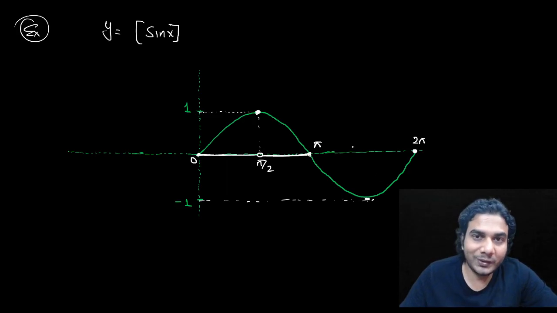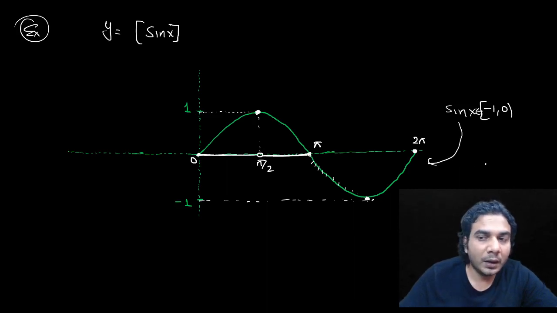Now between pi and 2 pi, strictly between, excluding pi and 2 pi, sine x lies between minus 1 and 0. It achieves minus 1 at 1 point, 3 pi by 2. But it is not equal to 0, because it's 0 at pi and 2 pi, and we have excluded these 2 points. So all these values are between minus 1 and 0, including minus 1 and excluding 0. So greatest integer of these values of sine x will be minus 1, all right?